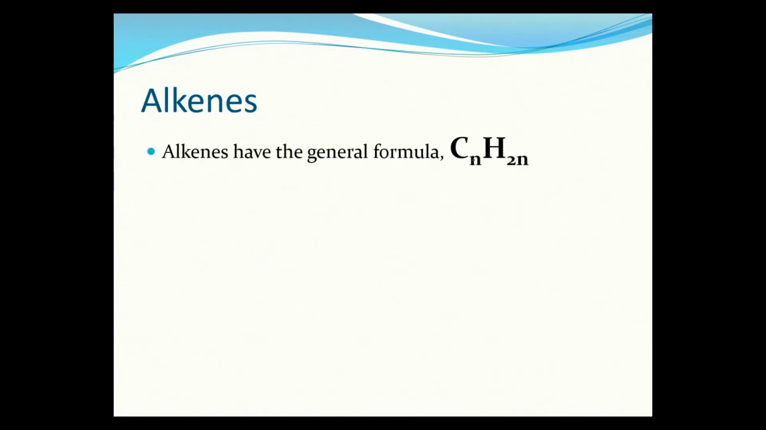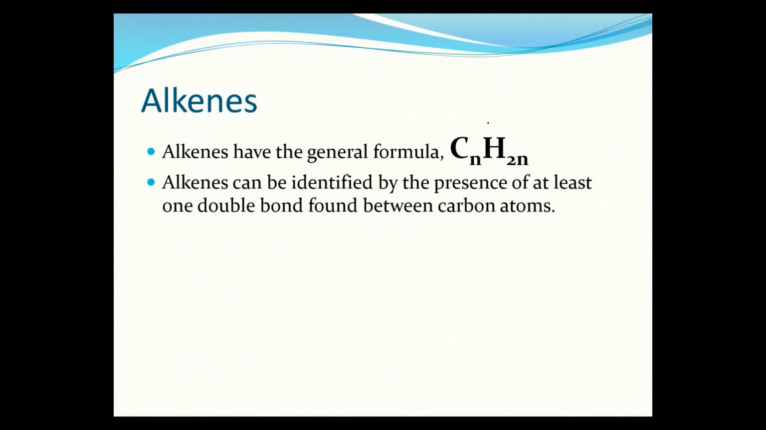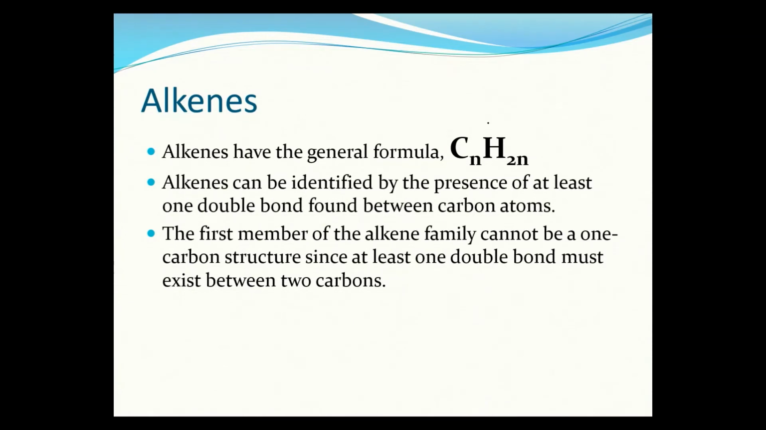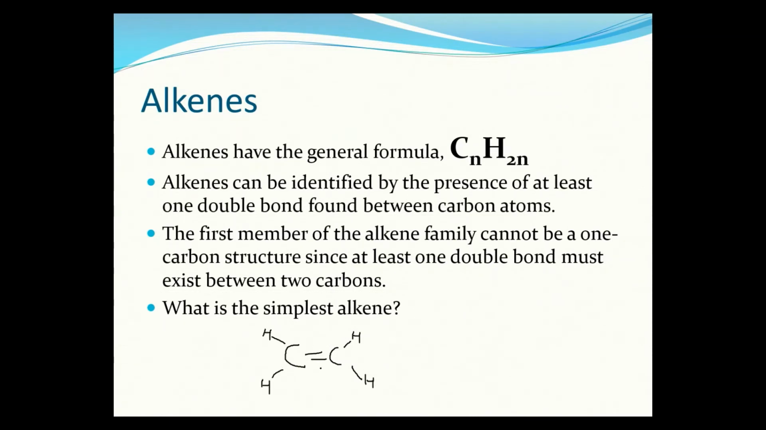So alkenes have the general formula of this. Alkenes are identified by the presence of at least one double bond, and you can't have a one carbon alkene because you need at least one carbon-carbon double bond. So the simplest alkene is going to be this. And if you remember from yesterday, if we have two carbons, it has the root name eth, and everything ended in ane last time. Well, if it's an alkene, it ends in ene. So this is ethene, this is that fruit and vegetable ripening gas, and that's the simplest alkene we can have.